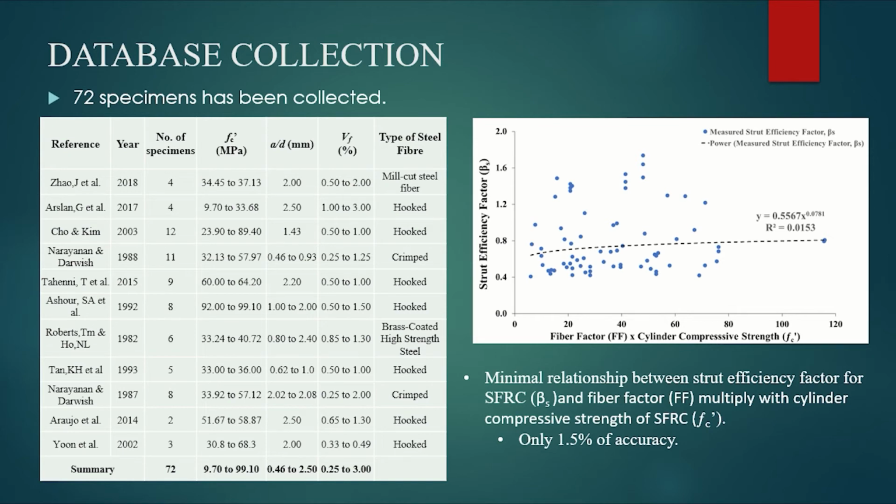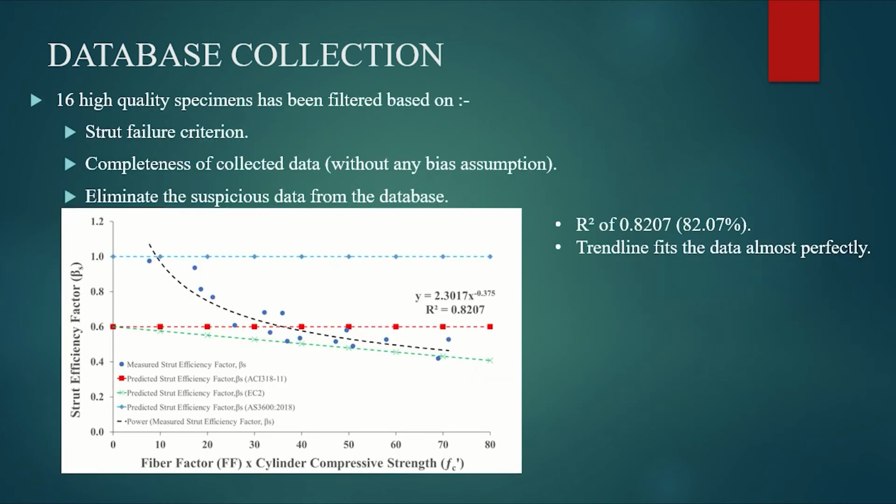Hence, it is observed that there is a minimum relationship between this variable, with a relationship of only 1.5%. In order to achieve the relationship, the specimens are then filtered based on these criteria, namely the strut failure criterion, the completeness of collected data without making any bias assumption, and last but not least, eliminating the suspicious data from the database. Hence, a total of 16 high-quality specimens passed the filter.